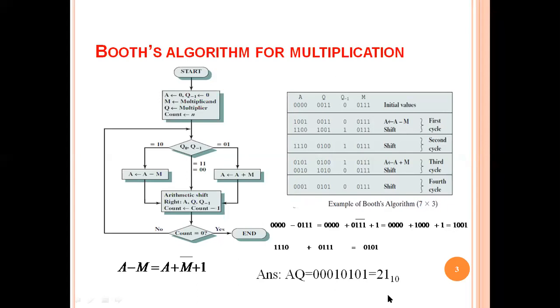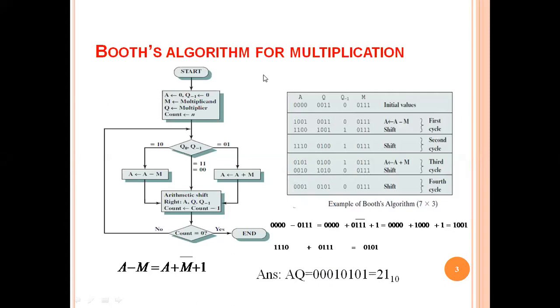Now we have to find out the value. The value is generated from the registers A and Q. We cascade the registers A and Q, that means A, Q. What is the value of A? 0, 0, 0, 1. And what is the value of Q? 0, 1, 0, 1, 0, 1, 0, 1. If you make the decimal of this number, you will find that it is 21. So 7 into 3, the result by the Booth algorithm is 21. Clear?